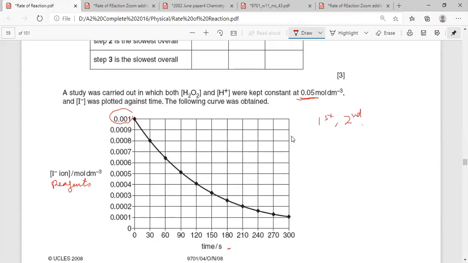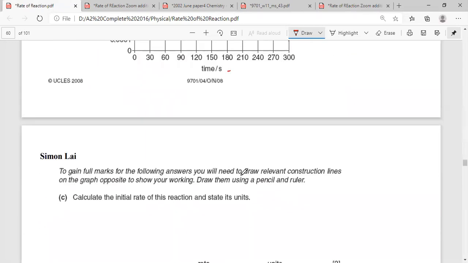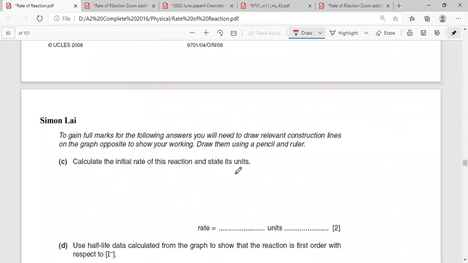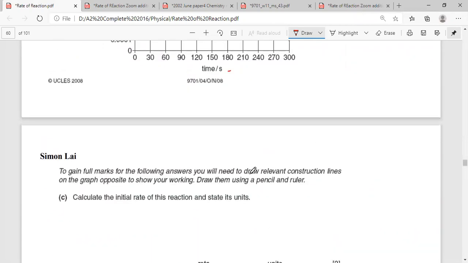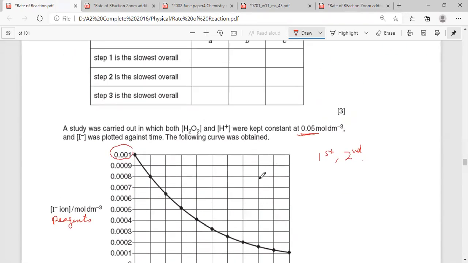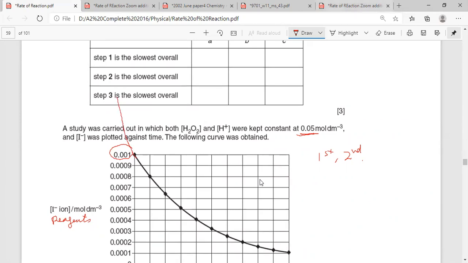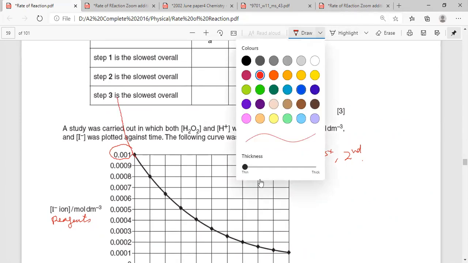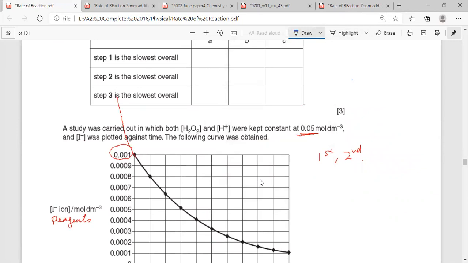So how do you prove normally it's a first order? Now here they ask you to calculate the initial rate of this, and state its units. Which means what? Initial rate means the starting rate. So again, you have to find the slope. I told you before, to find the slope here, you need to be smart enough to extrapolate the graph to get nice curves. Then of course, I'm using blue color here. Use a nice ruler and draw a nice tangent here.